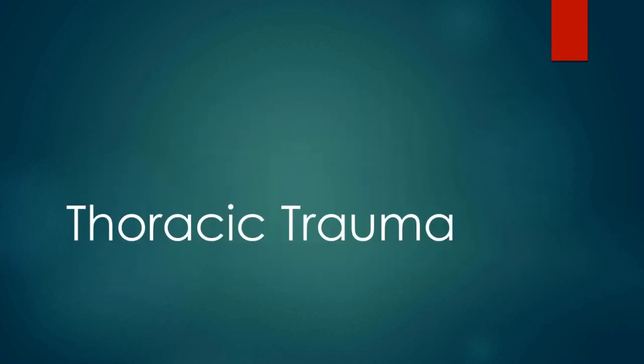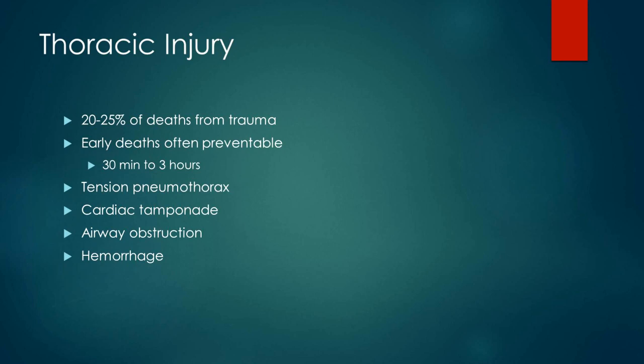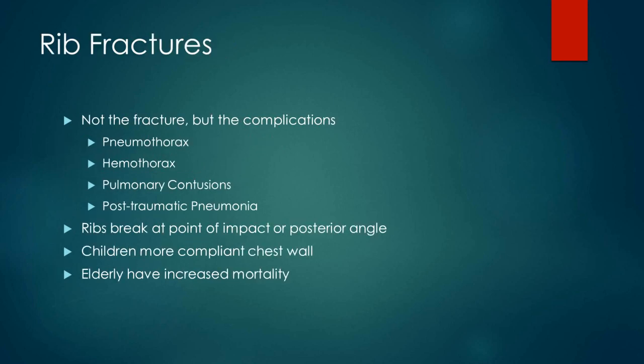All right, now moving on to thoracic trauma, and we'll keep trucking through this. Thoracic injuries result in a fifth to a quarter of all deaths from trauma. The early death is often preventable in the first 30 minutes to 3 hours. These are likely from tension pneumothorax, cardiac tamponade, some sort of airway obstruction, or an unrecognized or untreated intrathoracic hemorrhage.